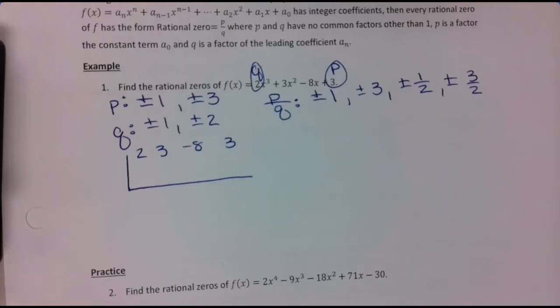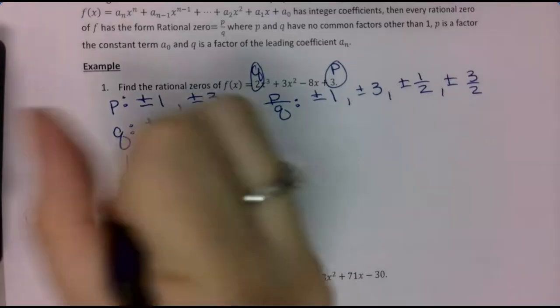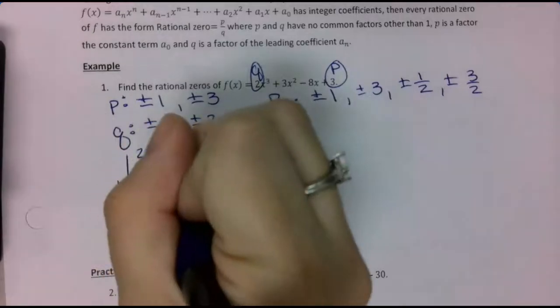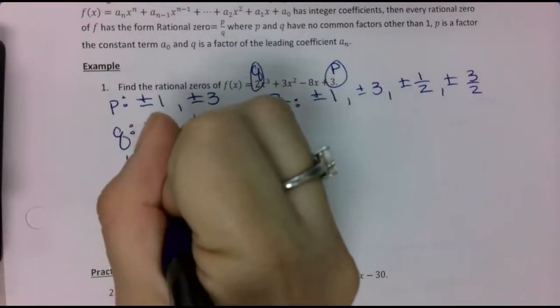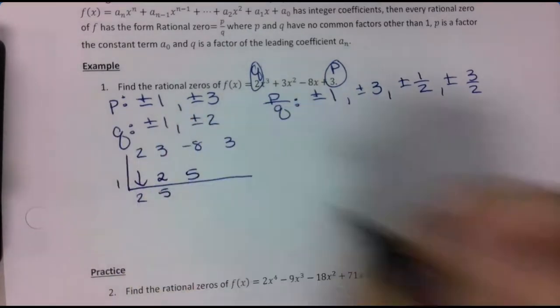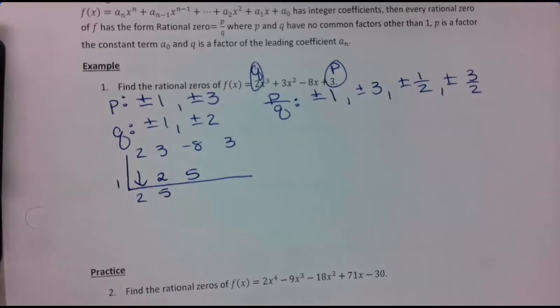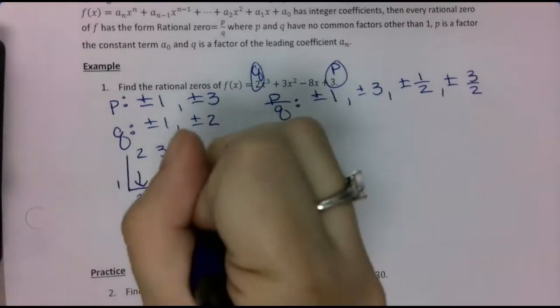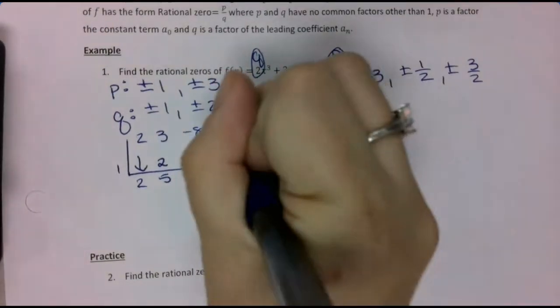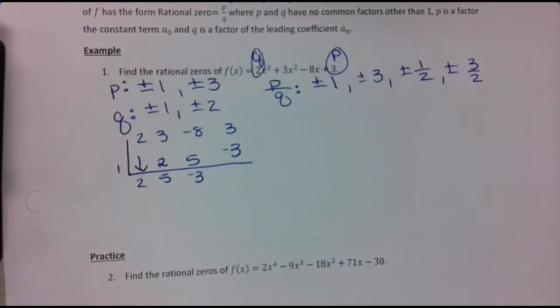I like to start with my smallest numbers. So do you want me to start with positive or negative 1? Okay. So we'll test out a positive 1. I bring down my 2. 2 times 1 is 2. 3 plus 2 is 5. 5 times 1 is 5. Negative 8 plus 5 is negative 3. Negative 3 times 1, negative 3. 3 minus 3, 0. So is this one a factor? Yes.